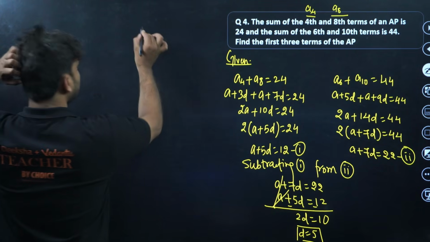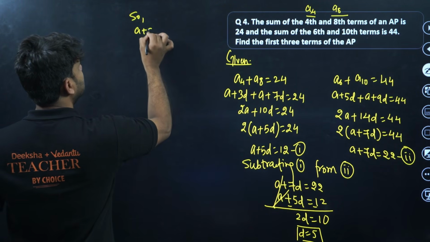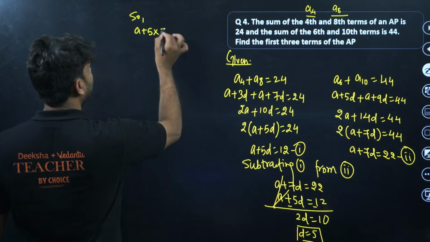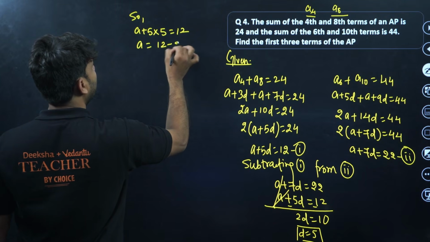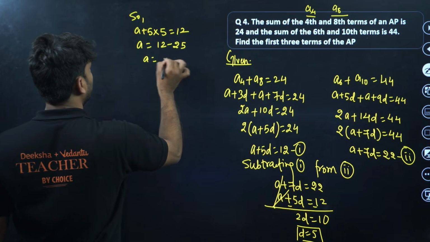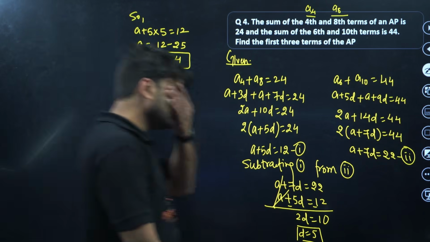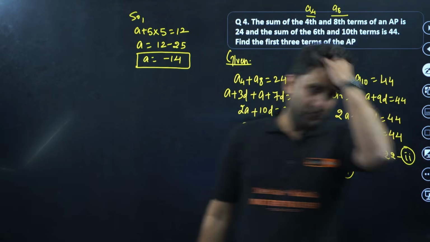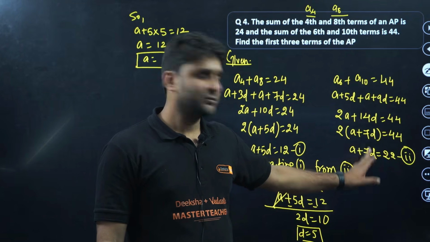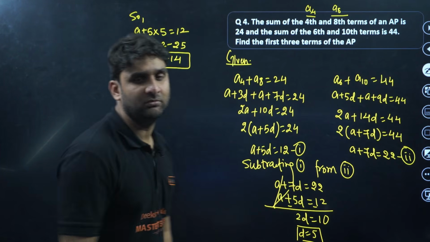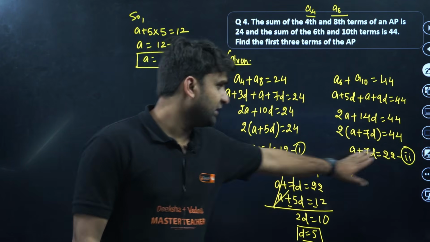So let's put in equation 1. A plus 5 into D, which is 5, is equal to 12. So 12 minus 5 fives are 25. So A is equal to minus 14. 12 minus 25 is minus 13... clear? Minus 14. You can put it here also. 7 fives are 35. So 35 will go there. 22 minus 35 again will be minus 14, because we are subtracting a greater number from a smaller one.